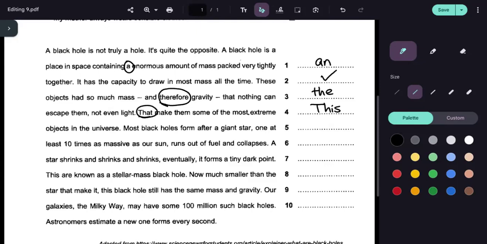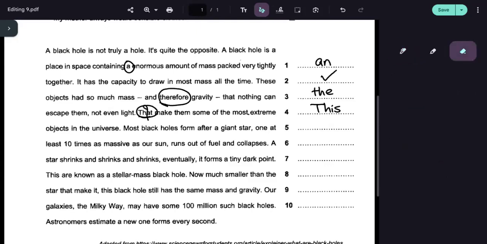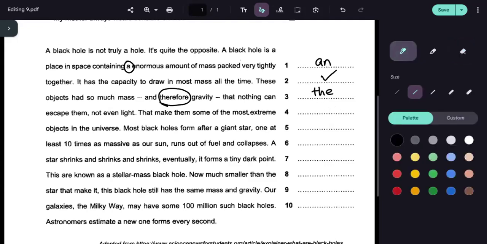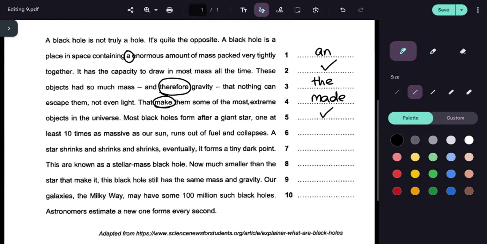This "make" should be "made." Okay, it should be made. "That made them some of the most extreme objects in the universe." "Most black holes form after a giant star, one at least 10 times as massive as our sun runs out of fuel and collapses." No error on "one." It's not "our sun," the sun doesn't belong to us, it is "as the sun."